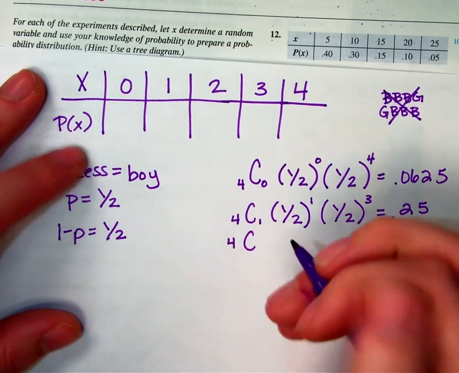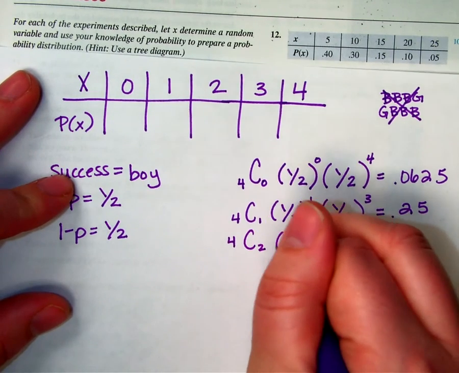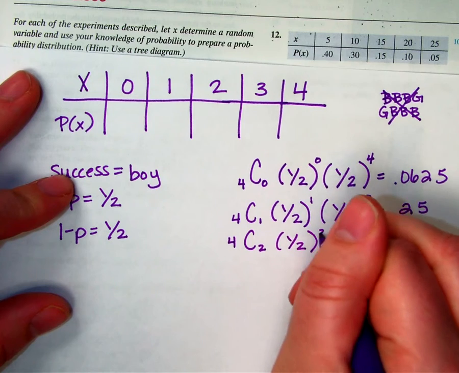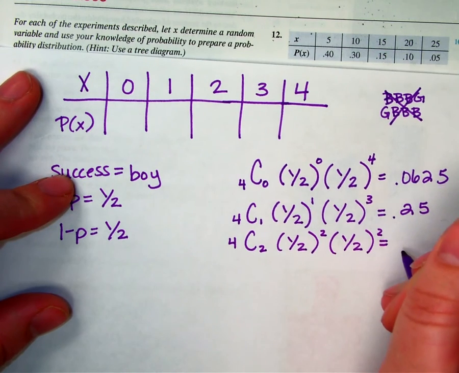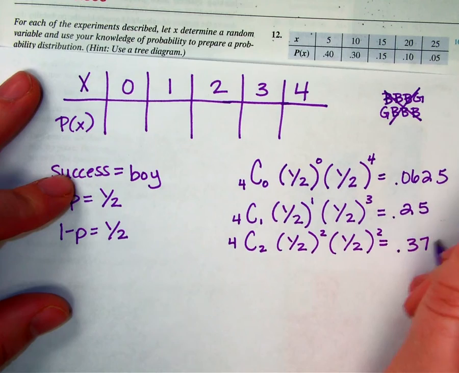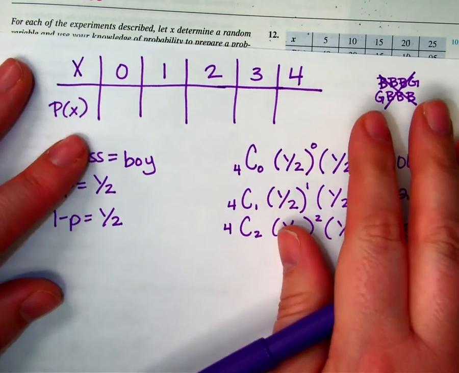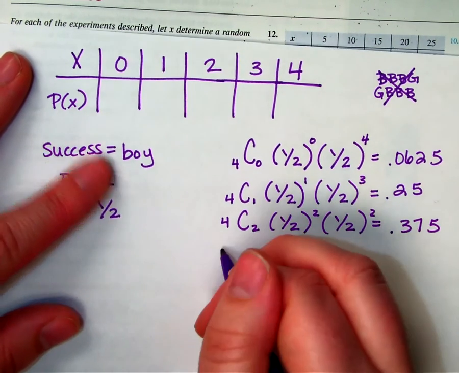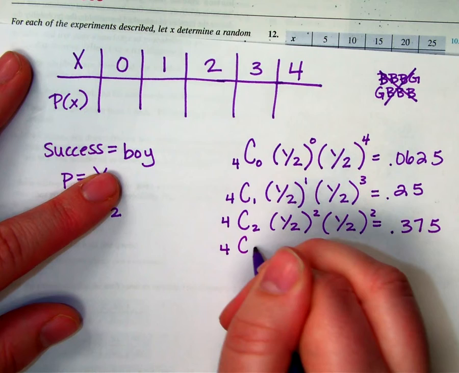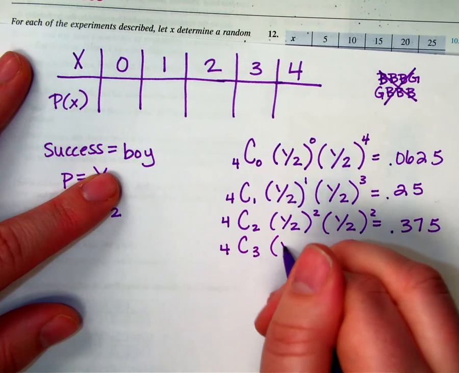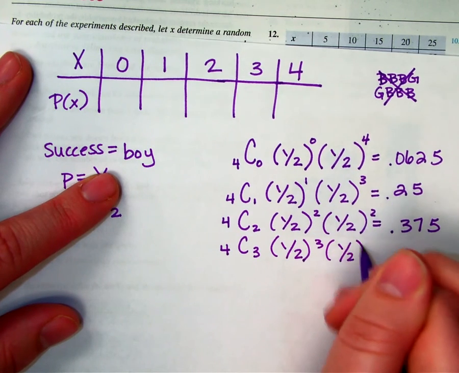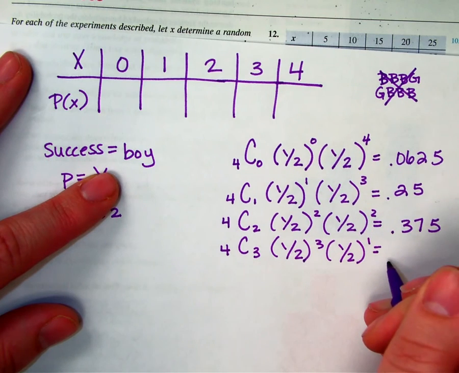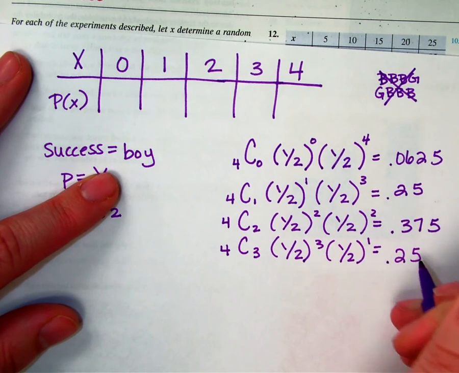4 children, we want 2 successes, so 1/2 to the second power and 1/2 to the second power. Throw that in your calculator. All right, keep going. 4 children, probability that 3 of those are boys, 1/2 to the third power, 1/2 to the first power, for a probability of 0.25.